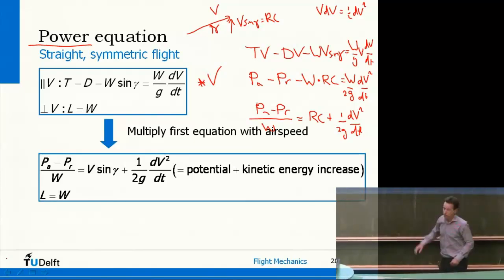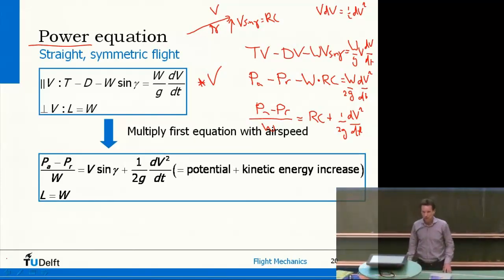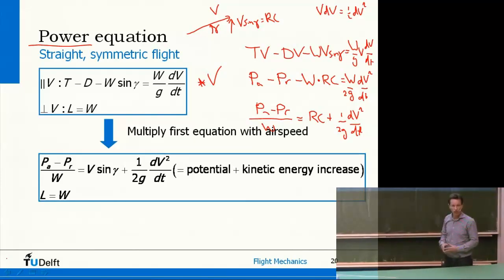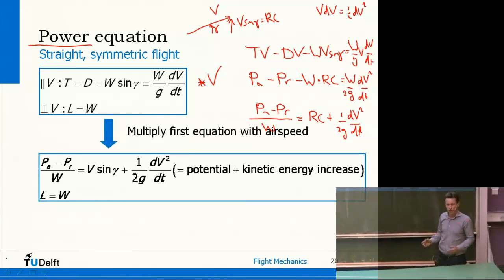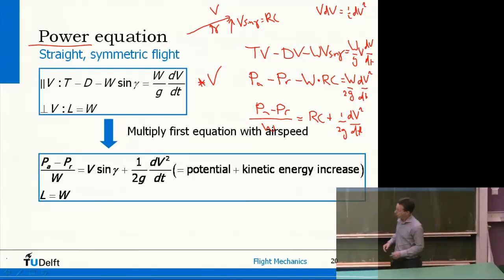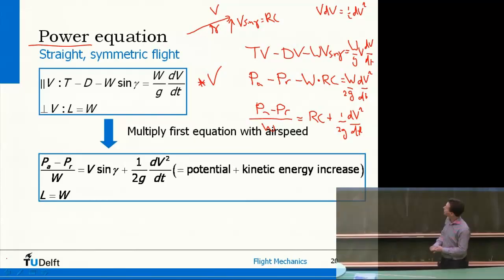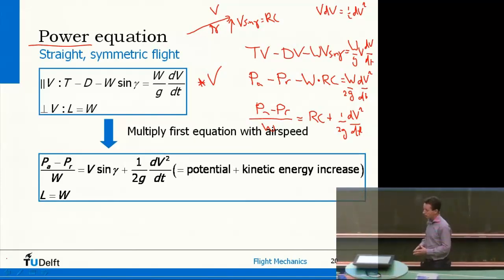You could say, okay, I can take that top equation, and if I multiply it with airspeed, then instead of forces, I obtain power. Now, this means that on the left-hand side, you can see excess power, which is basically the power you have available minus the power you need to overcome aerodynamic drag. So that's energy you have in excess. That can be used for a term V sine gamma, which is the vertical component of the speed. So that's an increase in potential energy. And the second term is basically an increase in kinetic energy. So it's simply an energy relation.